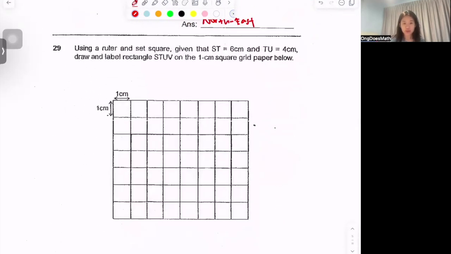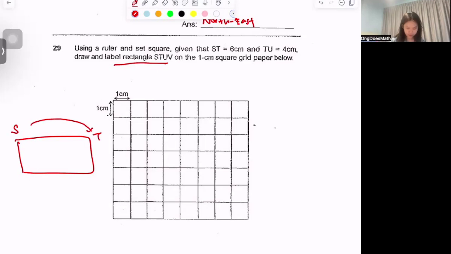Using a ruler and set square, given that ST equals 6 cm and TU equals 4 cm, draw and label rectangle STUV on the 1 cm square grid paper below. Okay, so we have this rectangle called STUV. Usually by convention, you must turn in the clockwise direction. So S, next should be T, next should be U, next should be V. So this is how you label your rectangle.